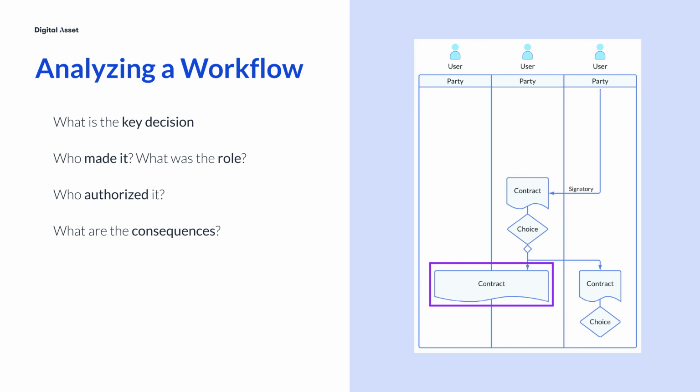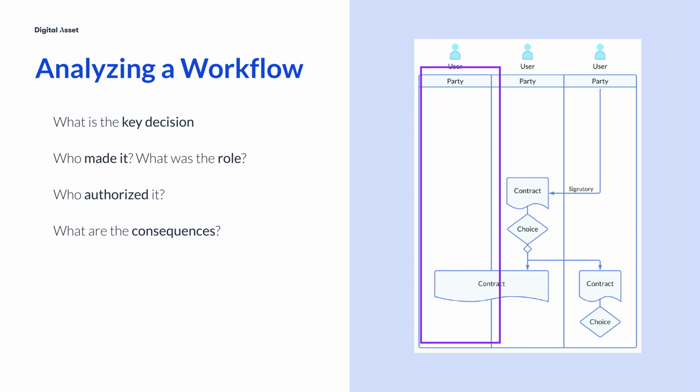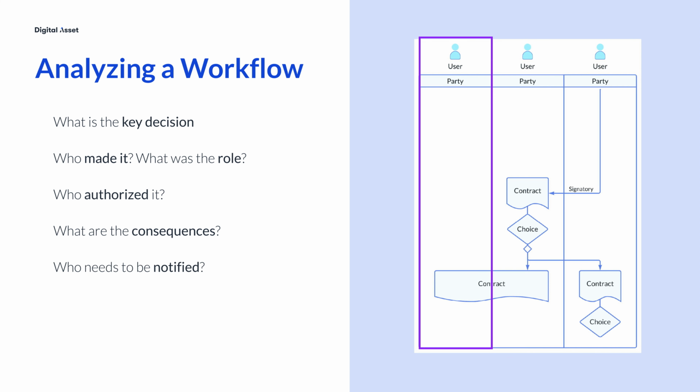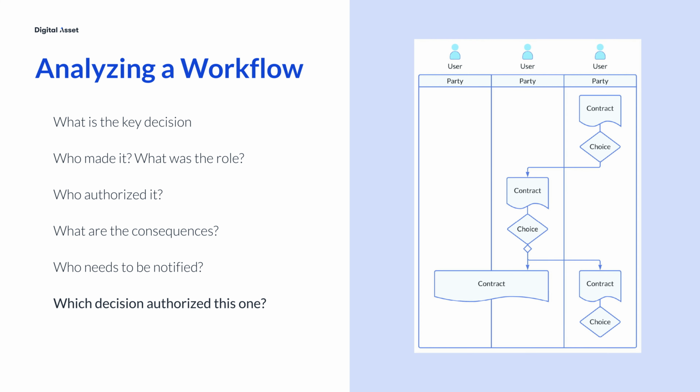We also identify what has changed about the party's understanding of the state of the business as a result of the decision. This will eventually need to be reflected as contracts to be archived and created. Finally, we make a note of any additional parties that have a need or right to be informed of either the decision or any of its consequences. Answering these questions provides us with a comprehensive understanding of this key decision, which leaves only one final question to answer. What was the previous decision that enabled or authorized this one?